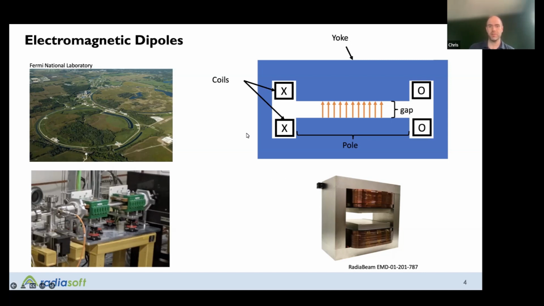So the geometry you're actually going to construct is going to end up looking something like this cross-section shown here. For an electromagnetic dipole, you have a yoke structure shown in blue. It's going to be made up mostly of iron. And then you'll have two poles sticking down into it, kind of outlined here. And you're going to have coils, current-carrying coils, wrapped around these poles.